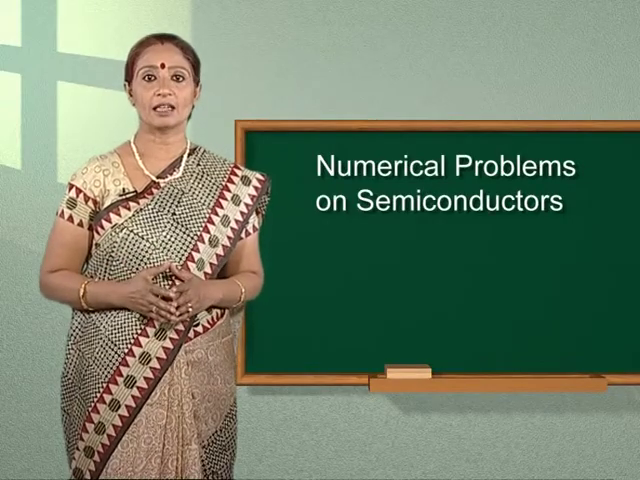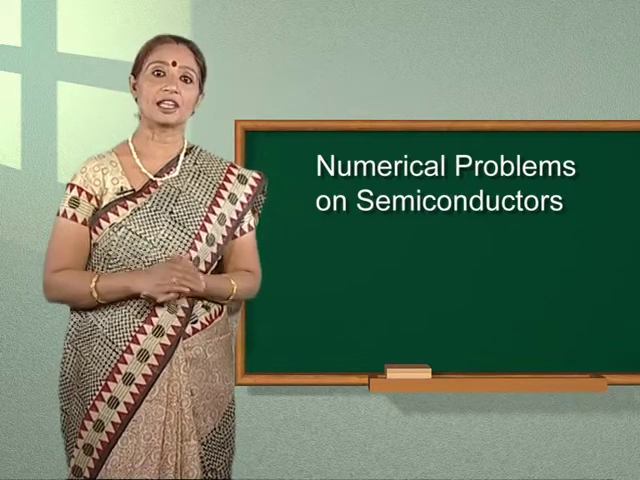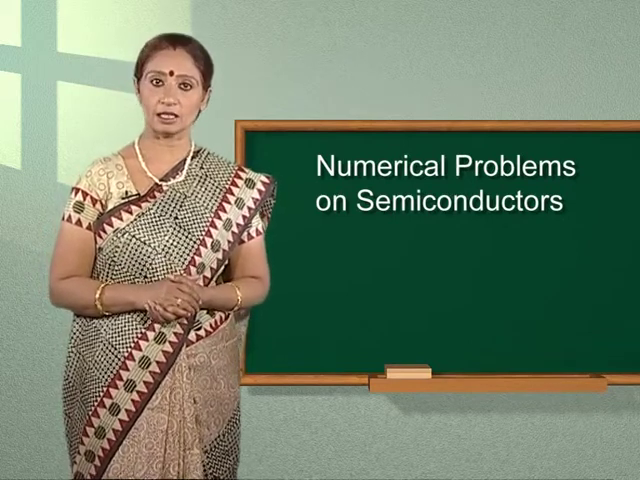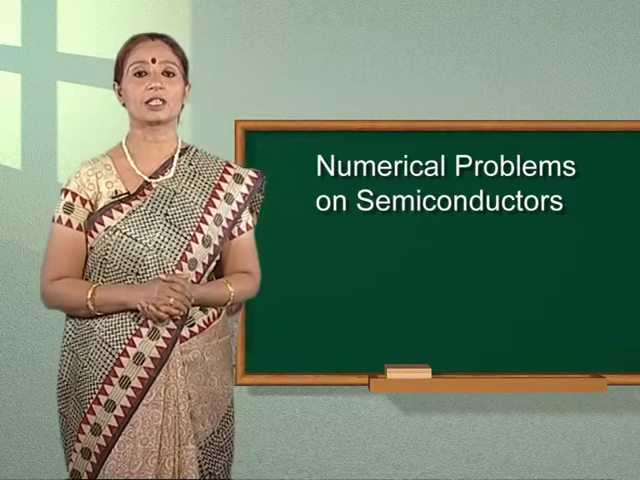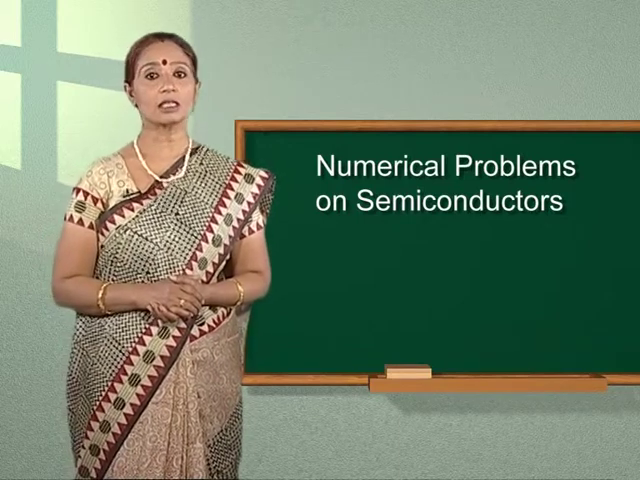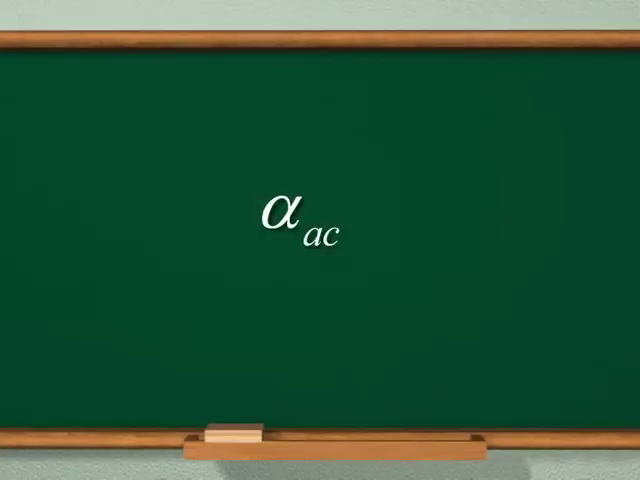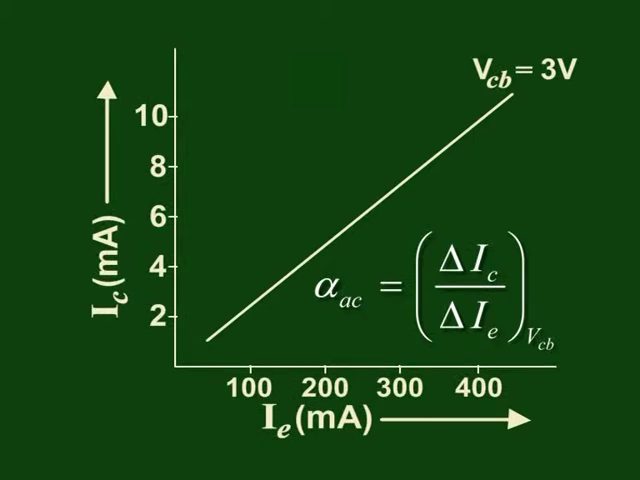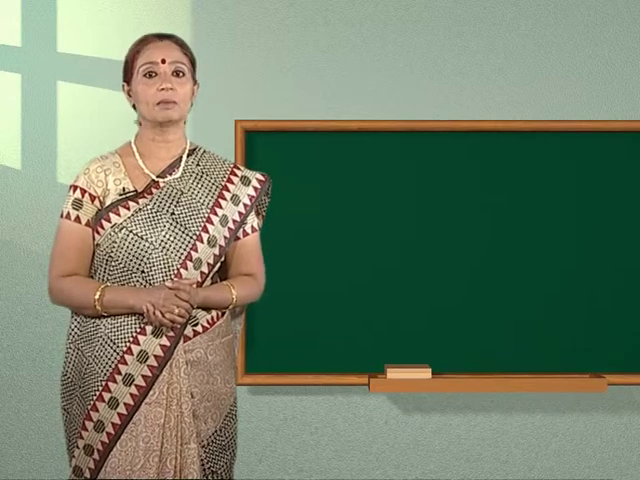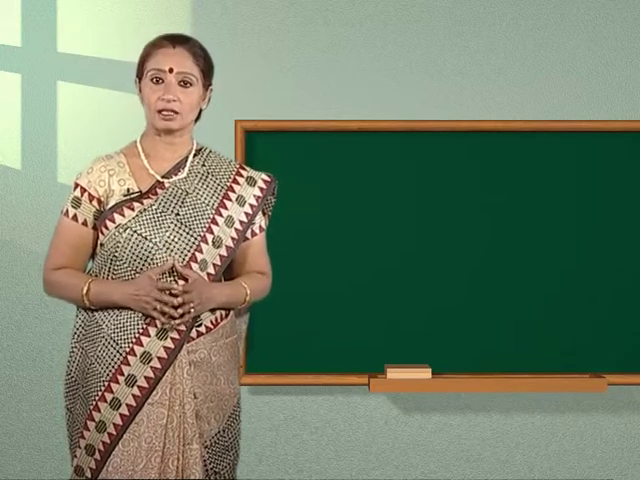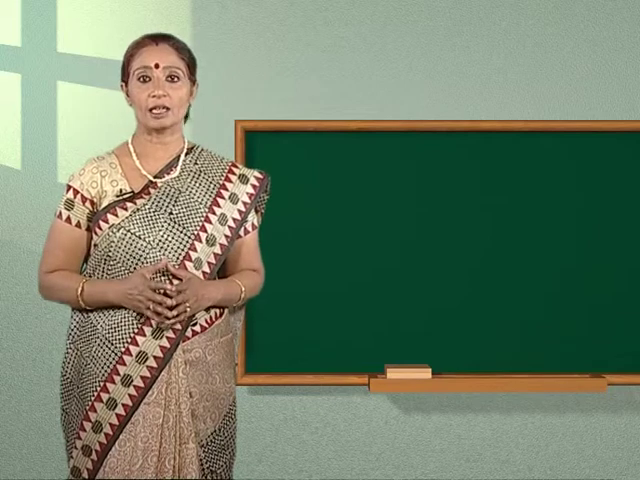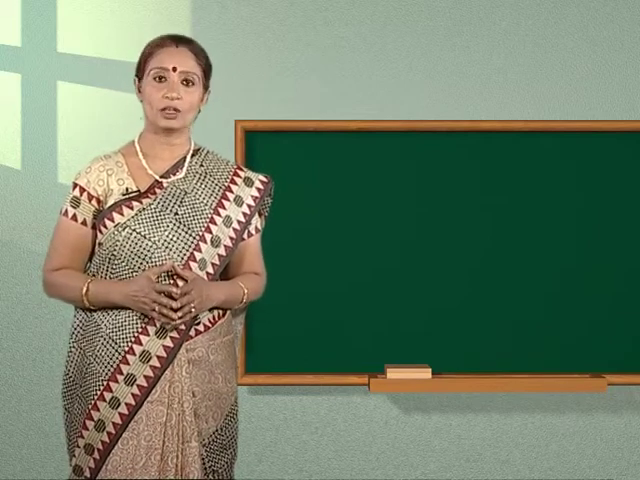AC current gain is also defined as the ratio of change in collector current to the change in emitter current at constant collector voltage. It is denoted by alpha AC. Alpha AC is equal to delta IC by delta IE at constant VCB. Let me now remind you of transconductance, AC voltage gain and AC power gain also.